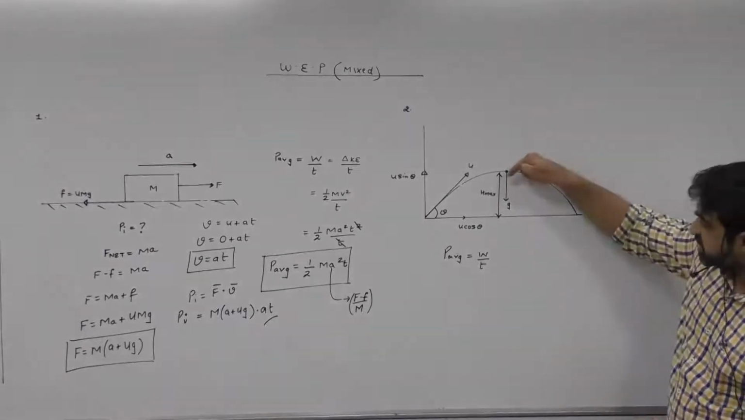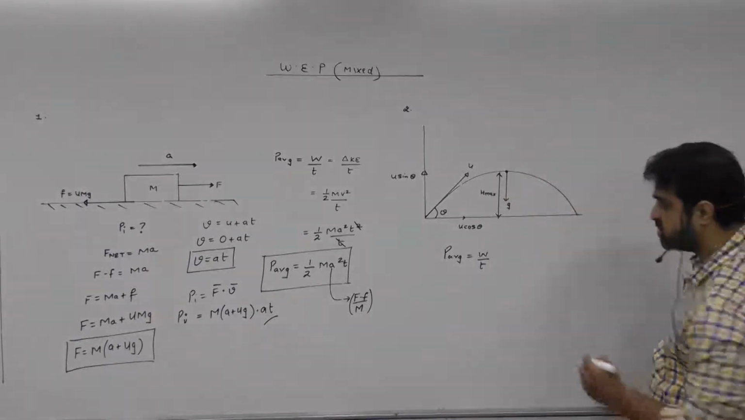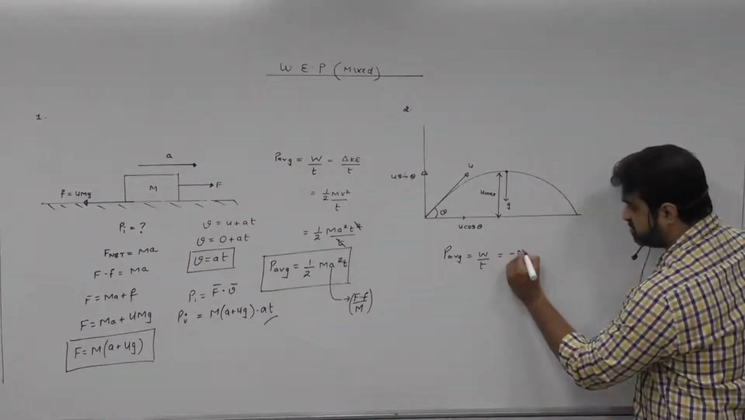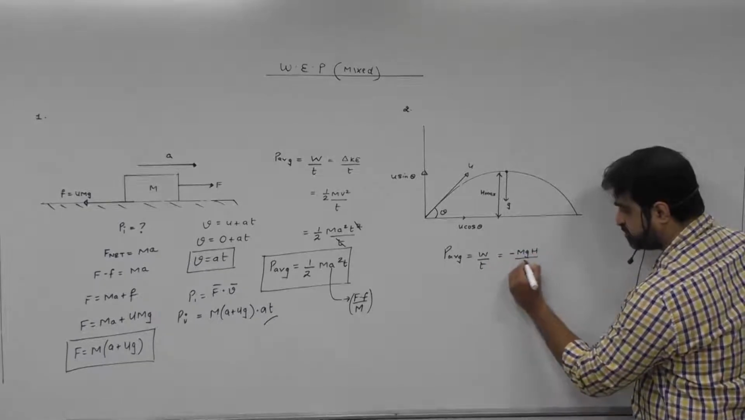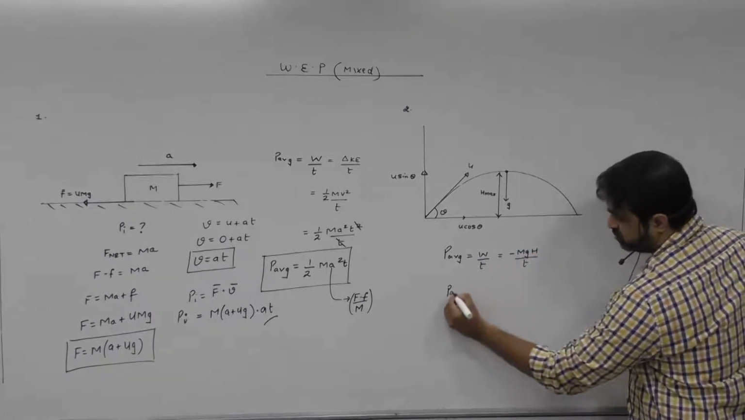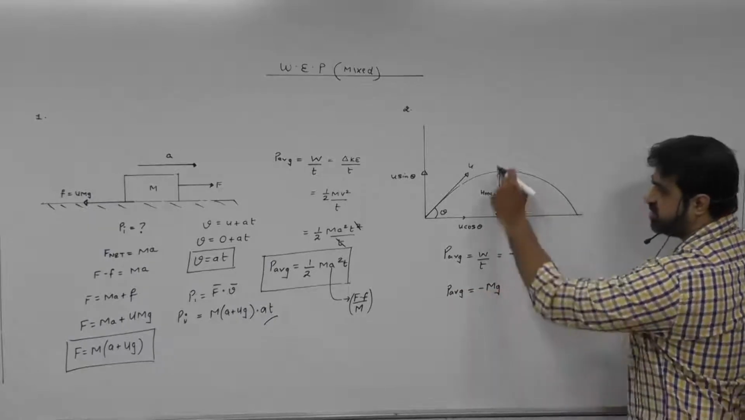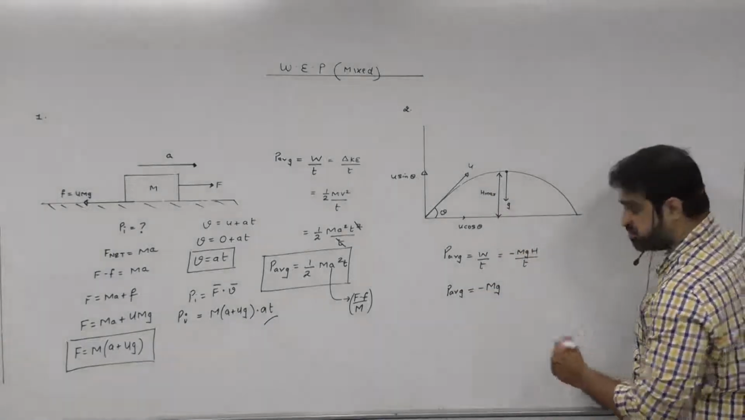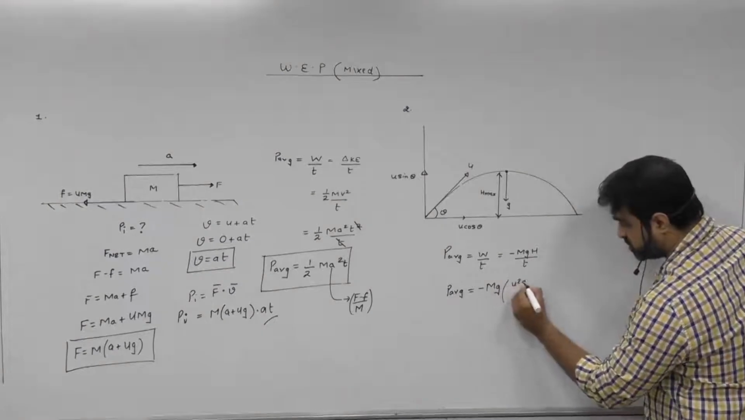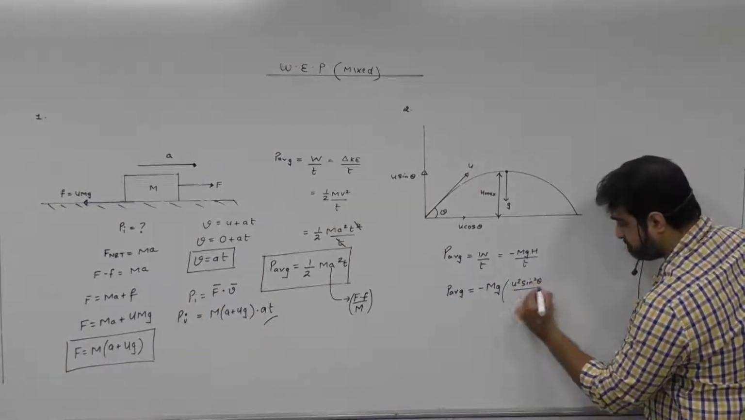Negative, because g is acting down and the displacement is up. So this is going to become minus mgh by time. So average power will become minus mgh. H will be the maximum height. What is the maximum height? U square sine square theta by 2g.